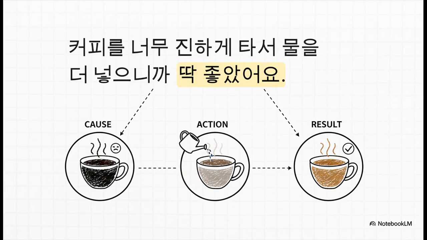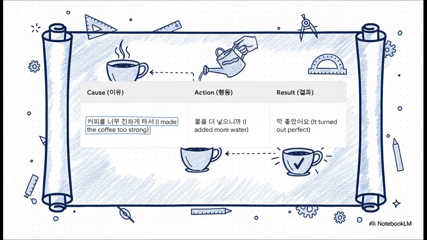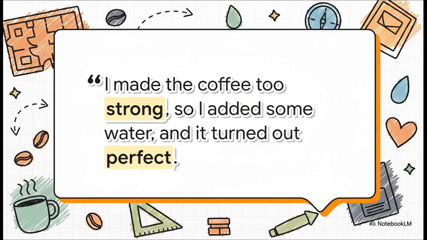Next up, we have a classic problem-solving situation, where you make a small adjustment and get this really great result. 커피를 너무 진하게 타서 물을 더 넣으니까 딱 좋았어요. So, the whole point here is making a correction. The cause of the problem? 커피를 너무 진하게 타서, I made the coffee way too strong. So, what was the fix, the action? 물을 더 넣으니까, I added more water. And the fantastic result? 딱 좋았어요. It turned out just perfect. In English, it's such a satisfying little story. I made the coffee too strong, so I added some water and it turned out perfect.